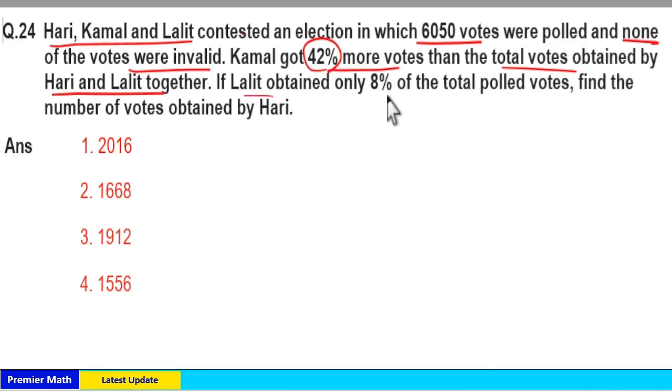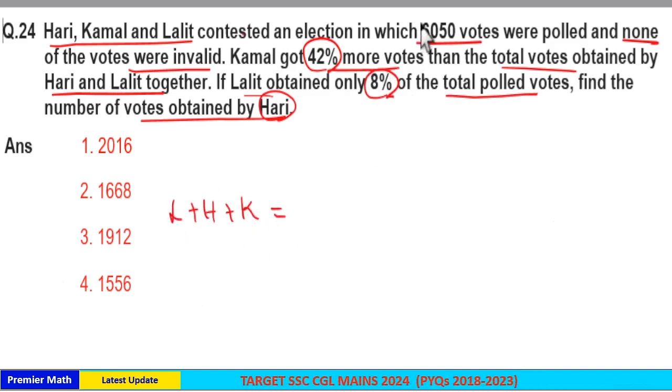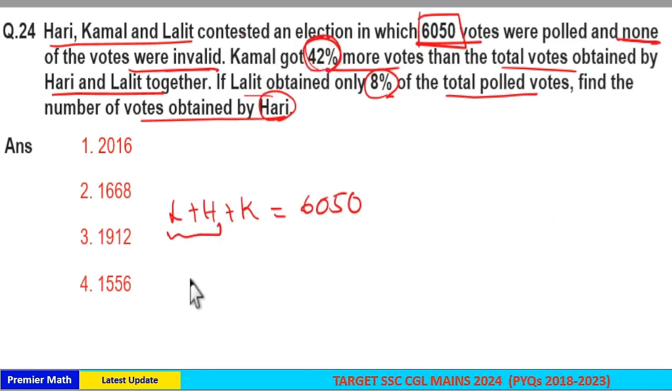If Lalit obtained only 8% of total votes polled, find the number of votes obtained by Hari. Here 3 people, Lalit, Hari and Kamal, contested in an election and they together won 6,050 votes because none of the votes were invalid. All the votes were valid. Now, Kamal got 42% more votes than Lalit and Hari together.